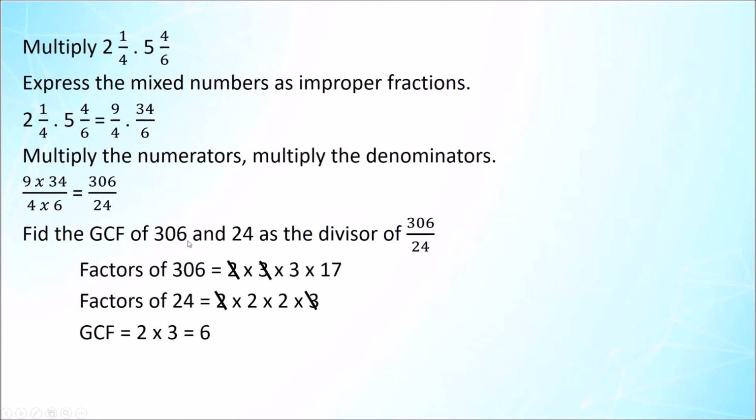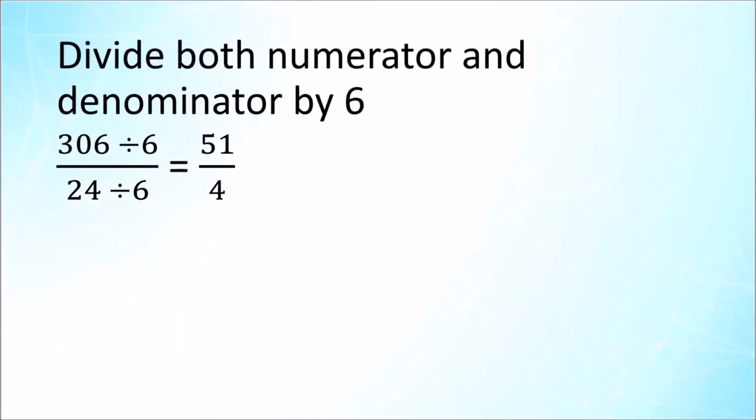Find the GCF of 306 and 24 as a divisor of 306 and 24. So, factors ng 306 ay 2 times 3 times 3 times 17 and factors of 24 is 2 times 2 times 2 times 3. Ano ang parehas nilang mayroong factors? Ito ay ang 2 at ang 3. So, 2 times 3 is equal to 6. So, ang ating i-divide both the numerator and denominator is 6. Therefore, 306 divided by 6 is equal to 51 and 24 divided by 6 is equal to 4.